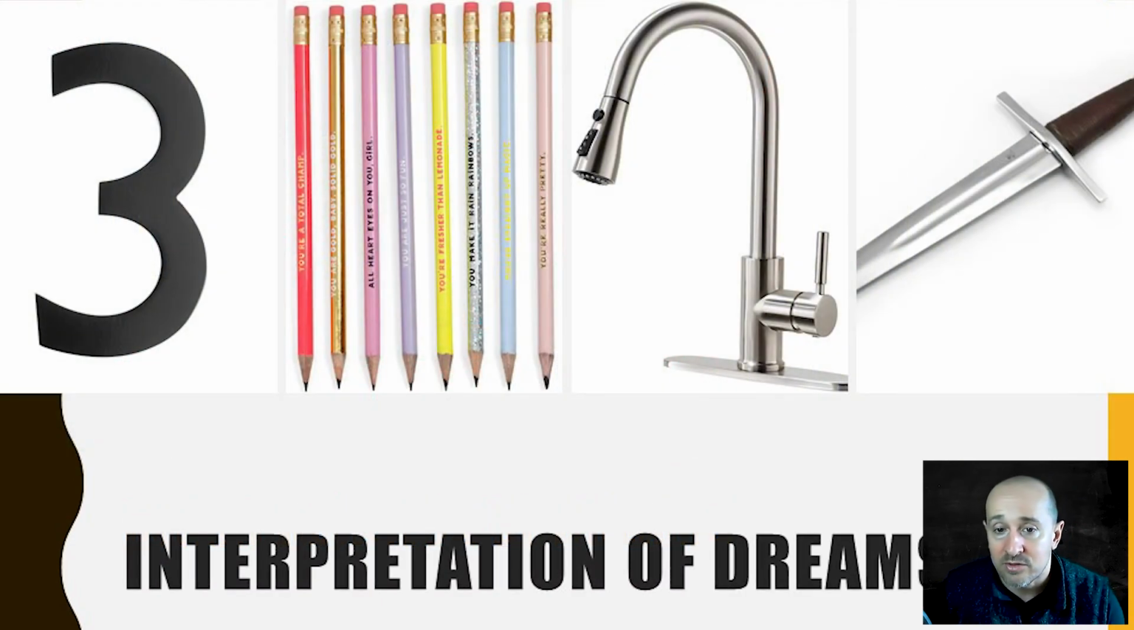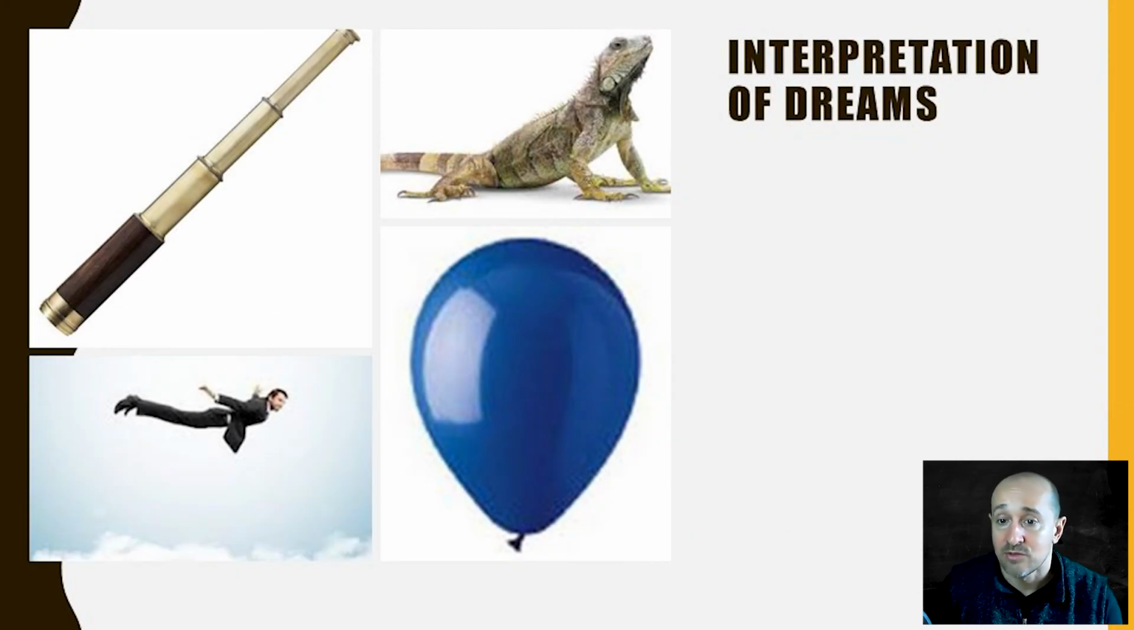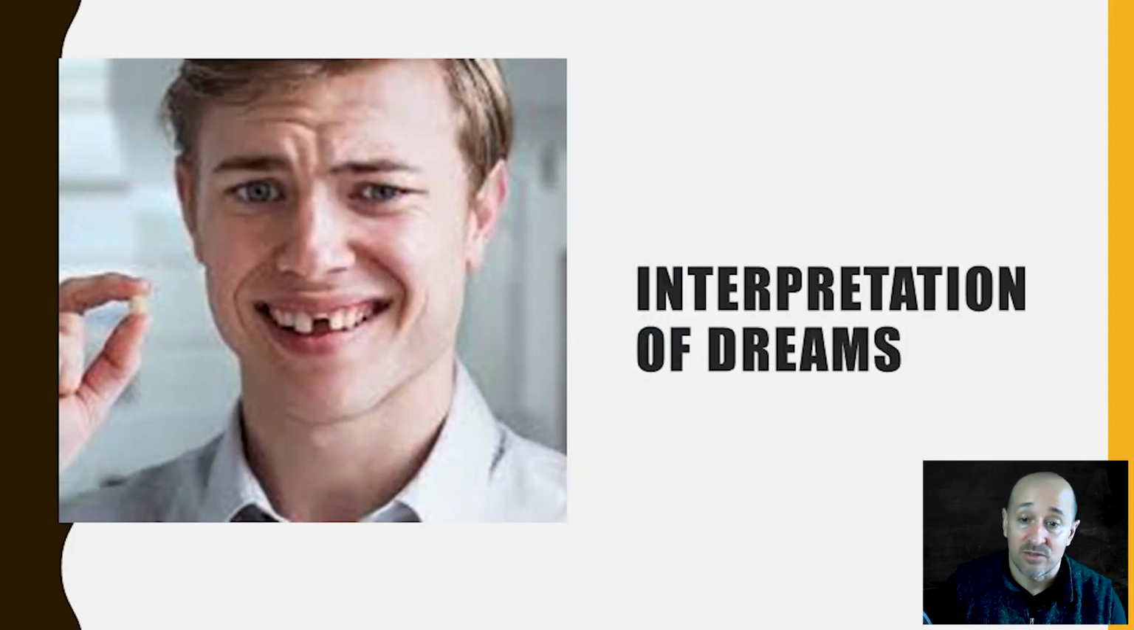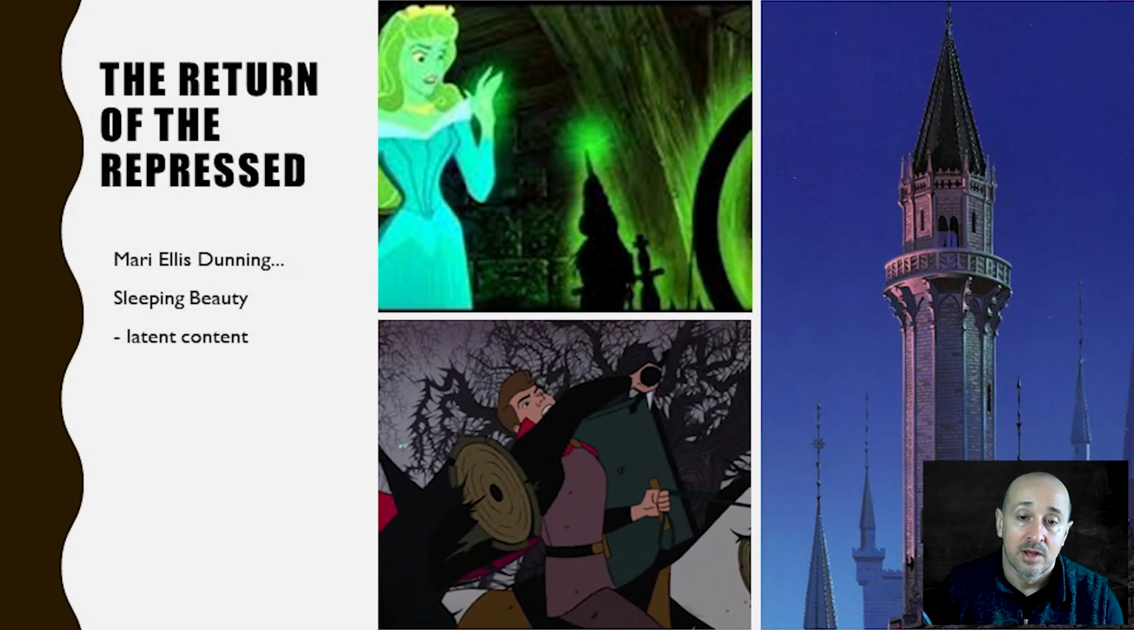Pointy, long objects, faucets, and penetrating objects represent a phallus, as do telescopes, lizards, flying people, and inflatables. Jewelry represents loved ones, while dreaming about your teeth falling out represents a fear of castration. So in his interpretation of dreams and his work on the uncanny, he uses fairy tales by E.T.A. Hoffmann to demonstrate how latent content can manifest itself in surface expressions.